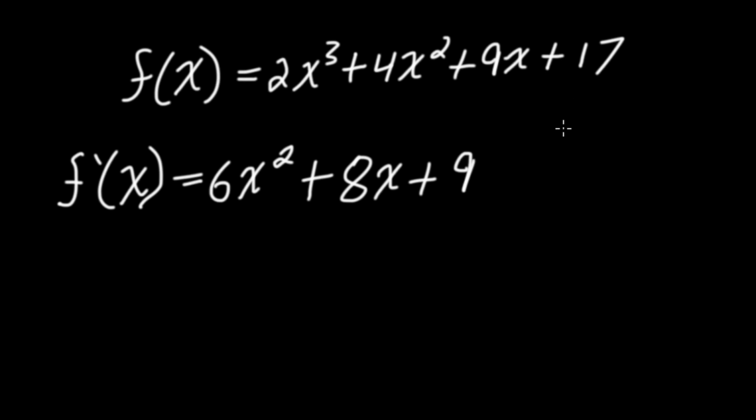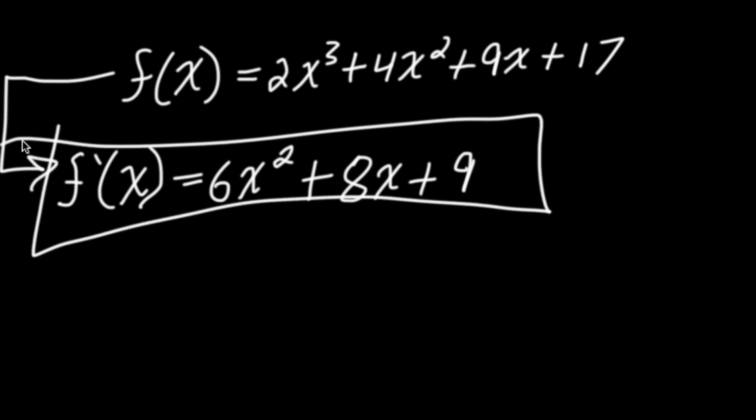And if you remember from that last problem we did, when we're finding the derivative of any constant, it is 0. So we have plus 9 plus 0, which we don't need to include. That means our derivative of this function is 6x squared plus 8x plus 9. And that's how you find the derivative of a function.